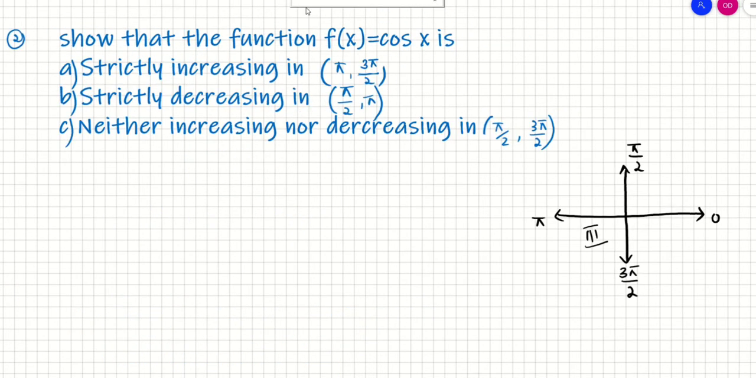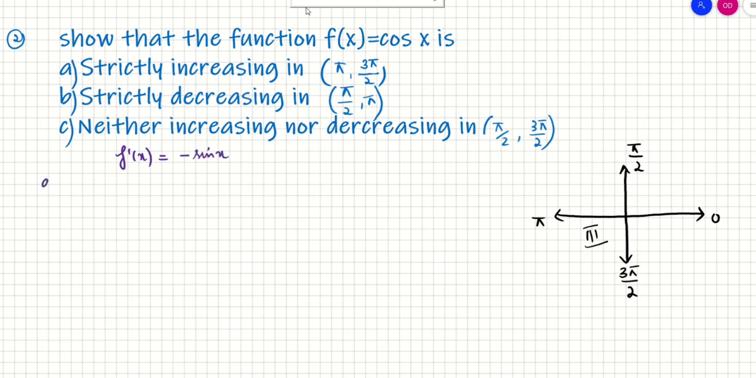Second question. Show that the function f of x is equal to cos x is strictly increasing in pi to 3 pi by 2, strictly decreasing in open interval pi by 2 to pi, and neither increasing nor decreasing in the interval pi by 2 to 3 pi by 2. Now, let's first find what is f dash of x. So, f dash of x is differentiation of cos x, which is minus sin x.